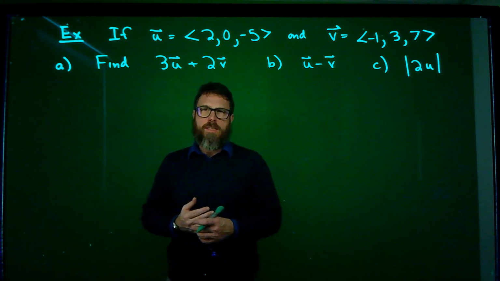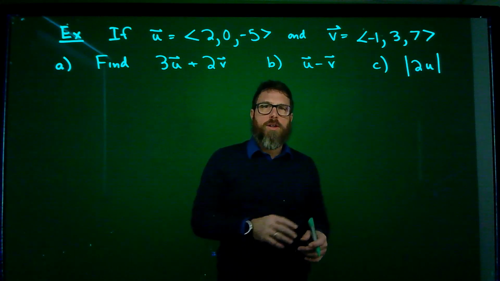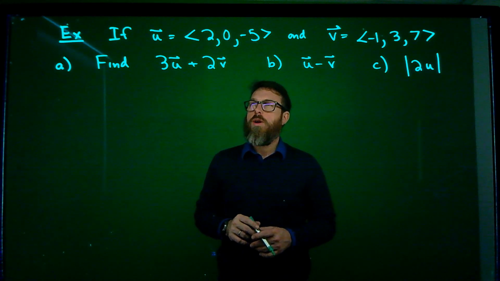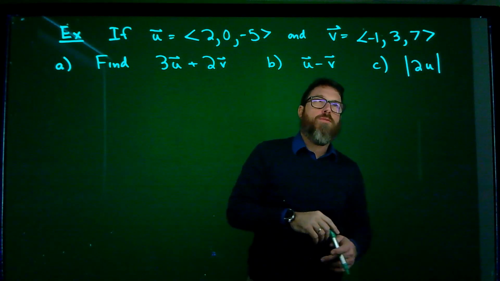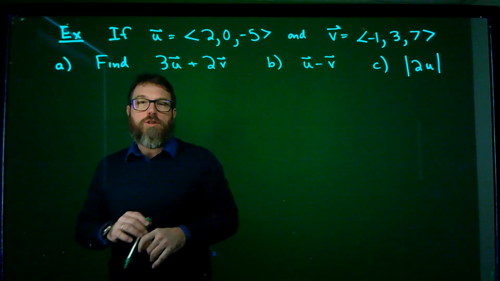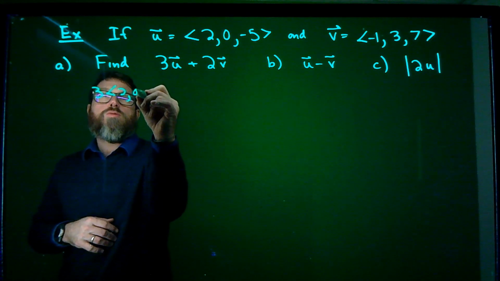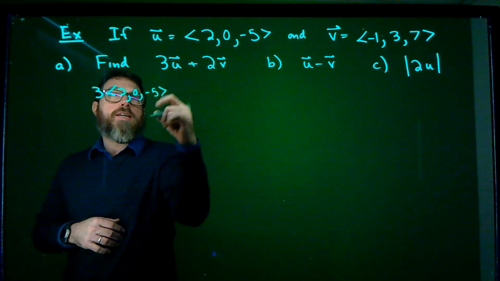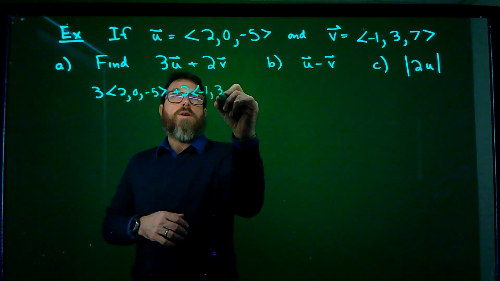Alright, so what I've given is 2 vectors in 3 dimensions, and I want to do some operations on these things using what was described before. So if u is 2, 0, negative 5, and v is negative 1, 3, 7, can I do a linear combination of the 2 vectors? So what I have is 3 times the vector 2, 0, minus 5, because that is u, plus 2 times the vector negative 1, 3, 7.